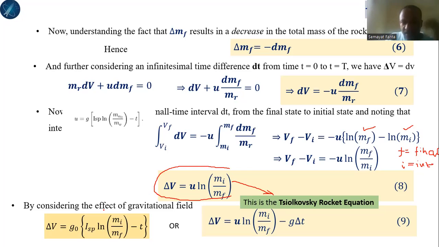So when it is in the gravitational field, it becomes g delta t. This is the amount of velocity decrement because of gravitational drag. So delta v equals this, regardless of the gravitational attraction. When we consider gravity, we have this amount g delta t subtracted as another part. It can be expressed in terms of Isp: g naught Isp ln of mi over mf minus g t, because g comes out here, t is alone here. So this is the expression for the rocket equation.